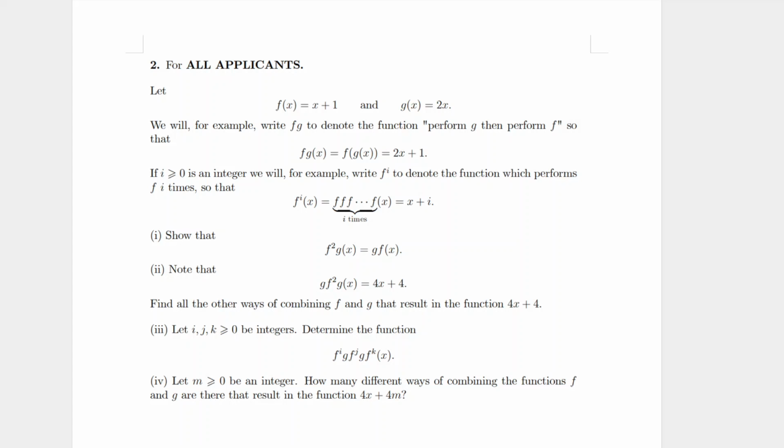Okay, this is just pure computation, right? So what would that equal to? I do g first and then I add 2. So both of these will yield 2x plus 2. That's trivial, I'm not going to do it. Note that f(g(f(g))) equals 4x plus 4. Find all the other ways of combining f and g that result in the function 4x plus 4.